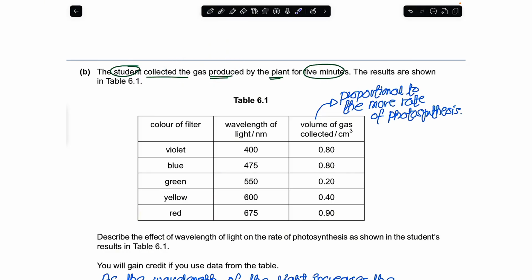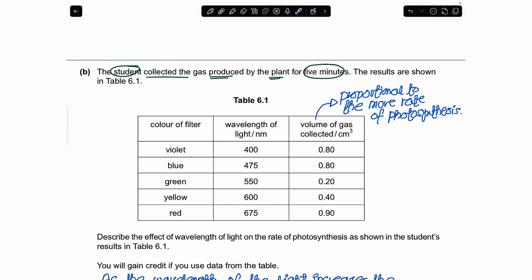If we simply see here, we have the color of the filter, then the wavelength of the light in nanometers, and in the end column we have the volume of the gas collected in cm cubed. More volume of oxygen gas collected would mean that the rate of photosynthesis was higher, and if less volume of oxygen gas was collected, that would indicate that the rate of photosynthesis was slower.